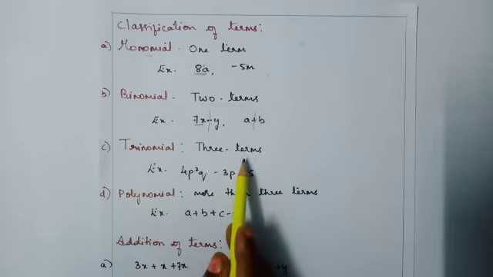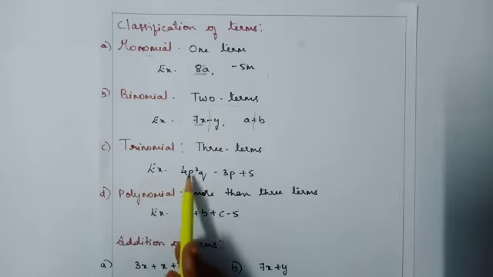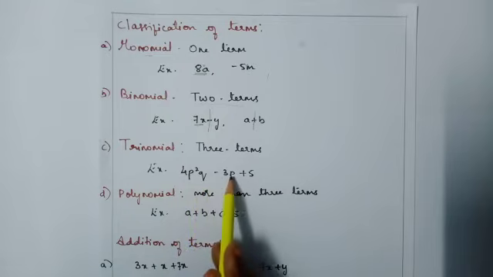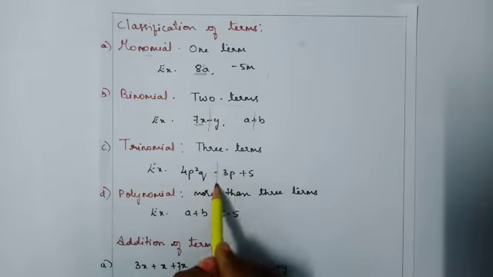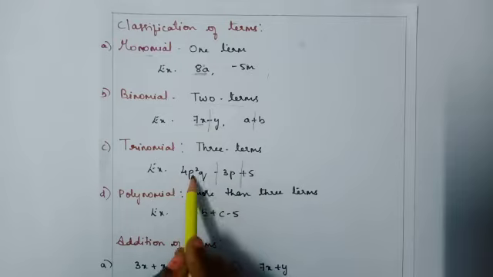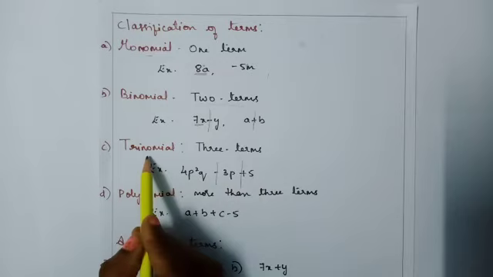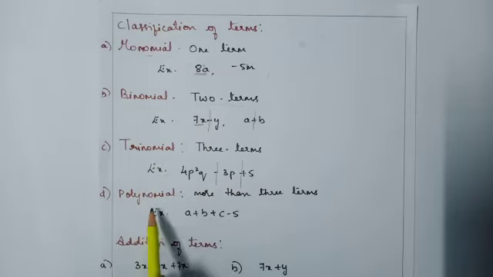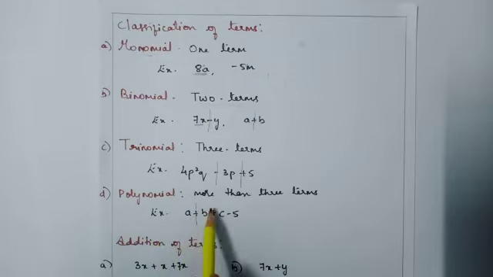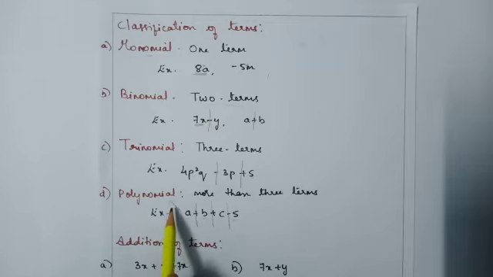Trinomial, three terms. Consider the example 4p square q minus 3p plus 5. So, minus sign is there, plus sign is there. So, 1, 2, 3 terms. 3 terms are there in an expression. So, it is a trinomial expression. Polynomial, more than 3 terms. Consider the example a plus b plus c minus 5. Plus, minus. 1, 2, 3, 4. So, in this expression, there are more than 3 terms. So, it is called as a polynomial expression.